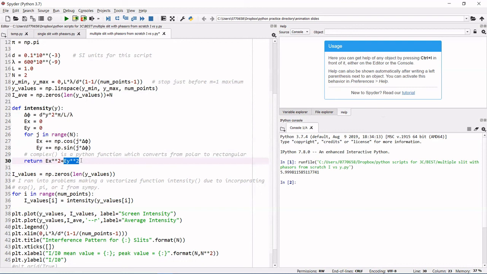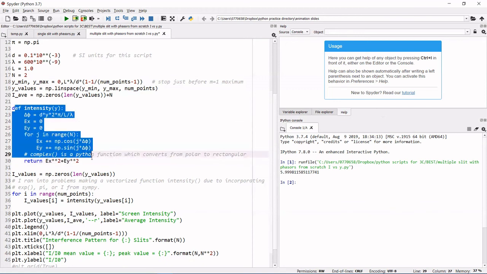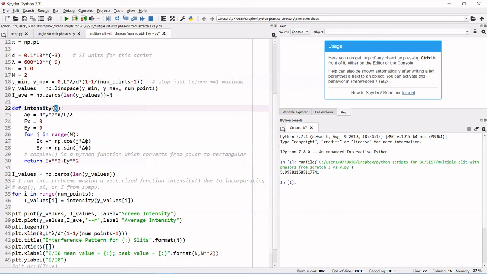But remember, what's the significance of the length of the total phasor? That is the amplitude of the total electric field. And what we're interested in anyway is the square of the total electric field. It's the square that gives us the intensity. So this function, intensity, you plug in a particular y coordinate on the screen, right? You plug in y, that's the argument of the function. And what comes out, what's returned here, is the square of the total electric field. That's the amplitude of the overall phasor.